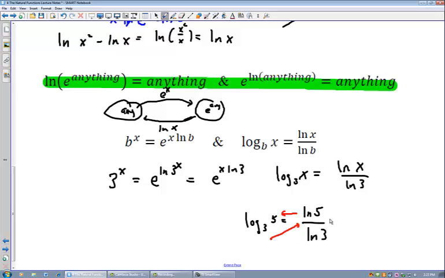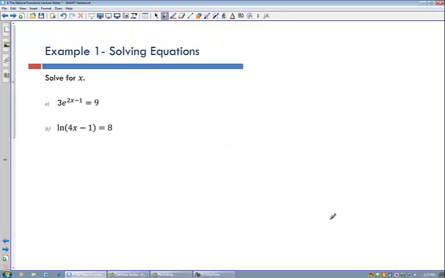So you have them for your notes. The next thing we want to do is solve some equations. So try to get used to working with exponential equations and logarithmic equations. So let's take a look at this first one right here. And so what do we have? We have 3 e to the 2x minus 1 equals 9. And I want to solve this for x.